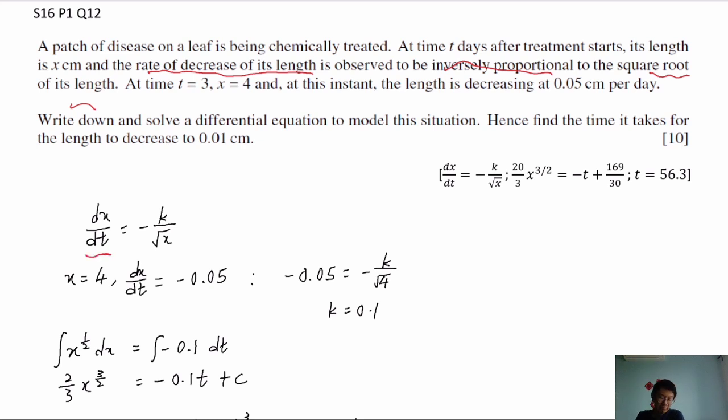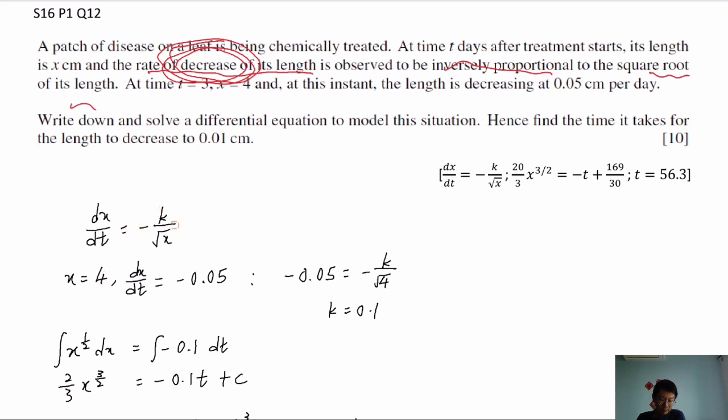They say the rate of change of the length, because in this case the length is x, is inversely proportional to the square root of the length, which is again x. So it's inversely proportional, so we have to put root x in the denominator, and then for proportional, we have the k, the constant of proportion. And it's decreasing, the rate of decrease, so this is why we need to include the negative here. So that is our equation.